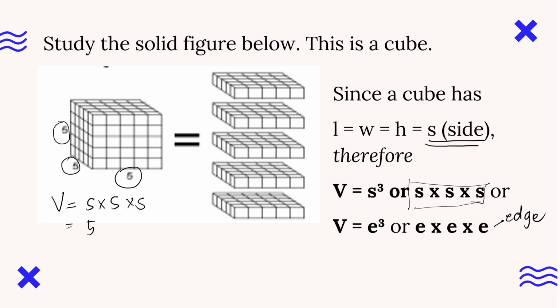So, 5 times 5 times 5. So, 5 times 5 equals 25. So, 25 times 5 equals... 5 times 5, 25. 5 times 2, 10 plus 2 equals 12. So, 125 cubic units. Why cubic units? Wala kasing binigay na unit. Walang inches, centimeter, or whatever.